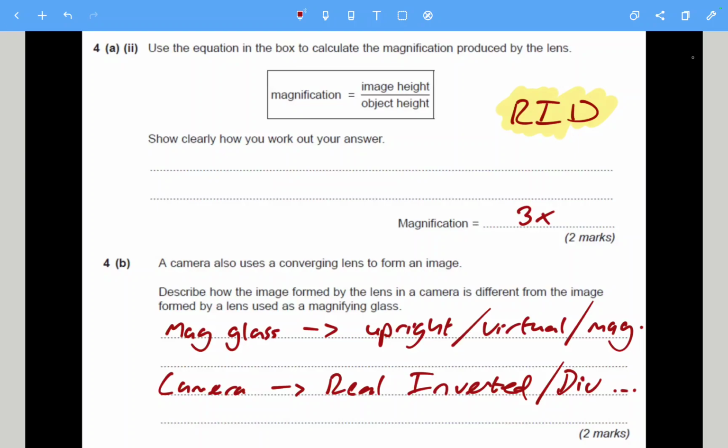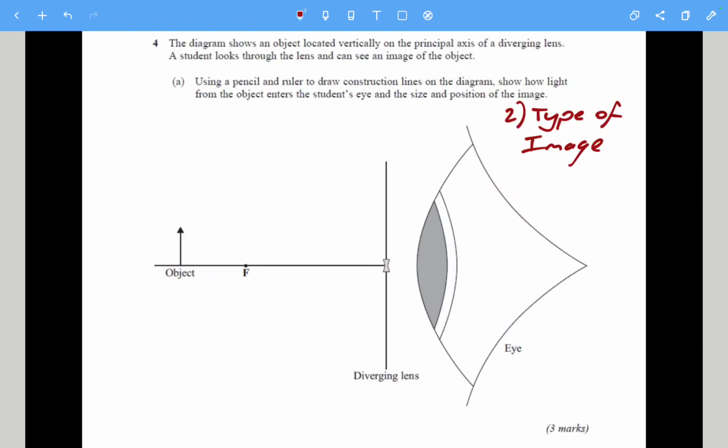Let's try one more. So last question. There's two parts to this question, but I've only got the first part on. The second part asks you what type of image is produced, and it's also worth 3 marks. So this is another 6-mark question. So let's have a look at this one after you've done it.